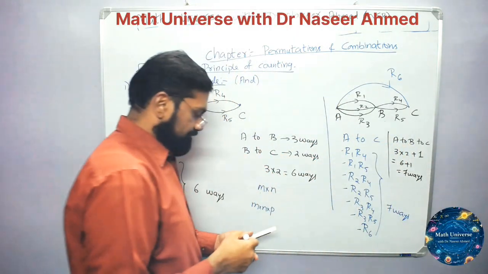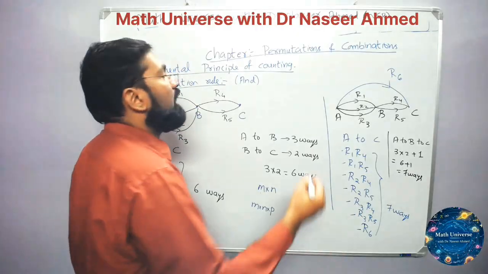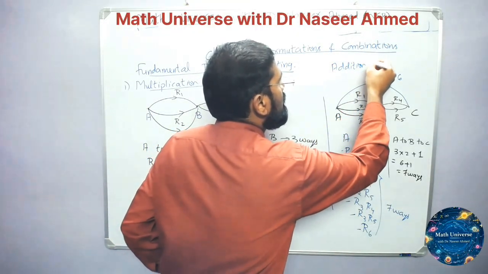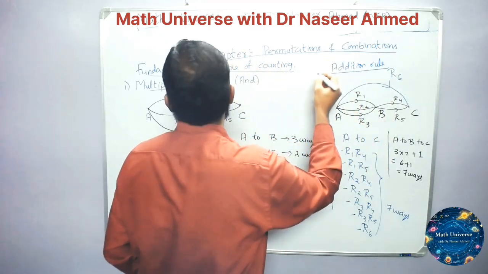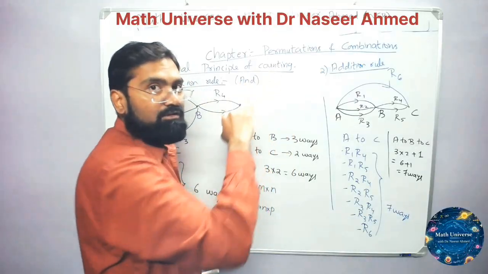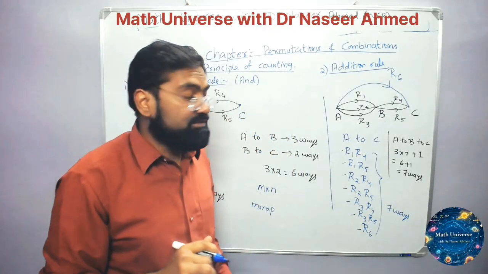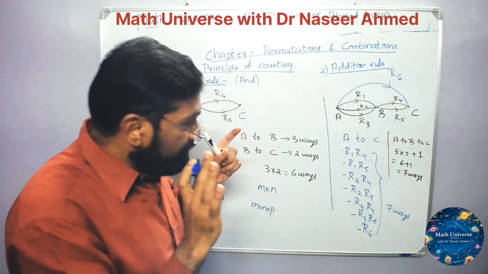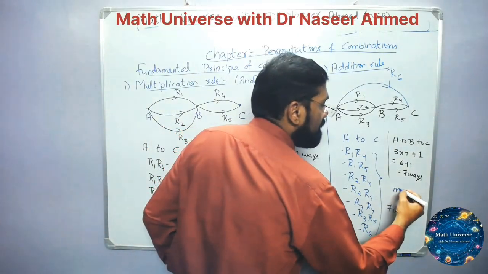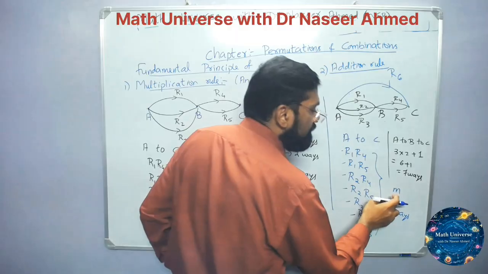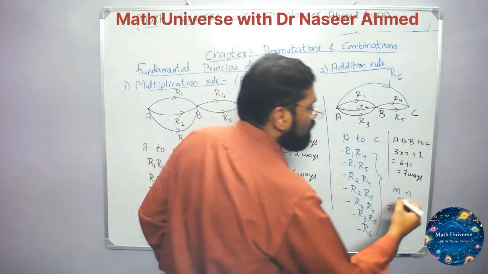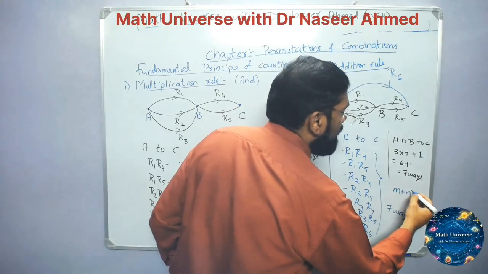And this we call the addition rule. In NCERT we don't have a separate definition for this, but we use it while solving problems, especially 5-marker problems. So what does this rule say? If an event can occur m ways, and another event can occur n ways, then the total number of occurrences will be m plus n ways.